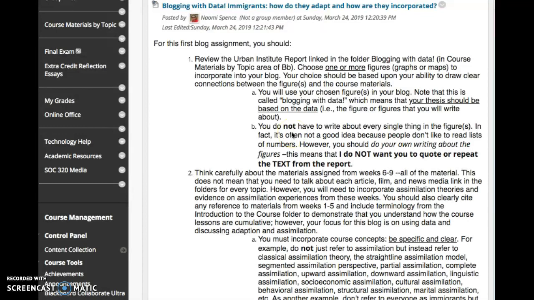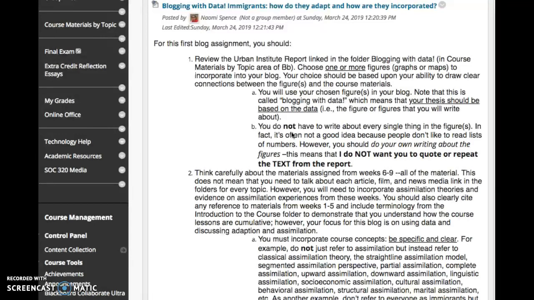If you choose a relatively simple figure, you may be writing about each piece of it. But for the most part, for those figures with lots of numbers in them, you don't want to list them all out in your blog. That gets boring, and your blog should be friendly for a general audience. That is, anyone searching the internet. If it were posted to the internet, anyone could read it and be interested and learn some things from it. I want you to write about the data, right?